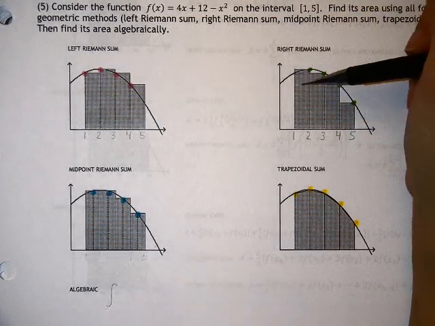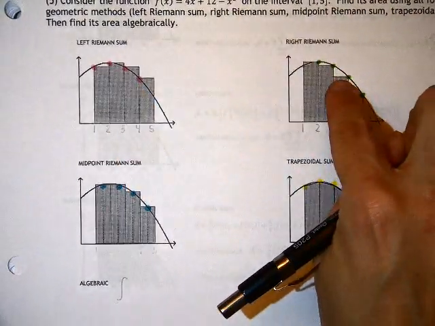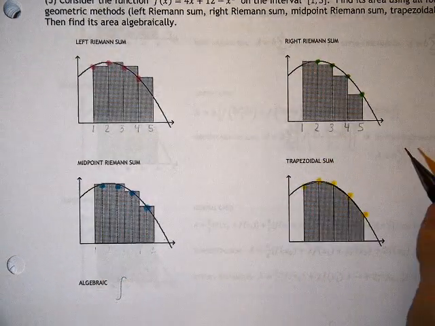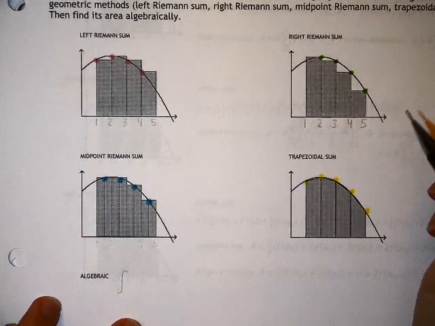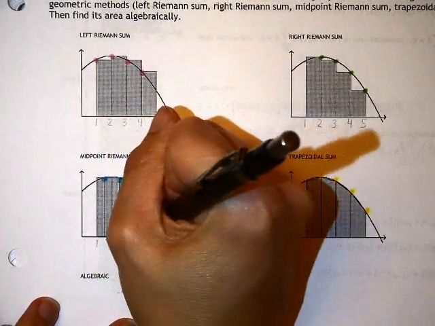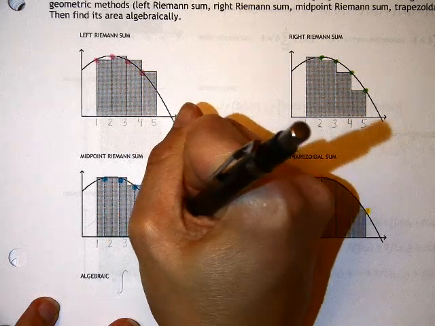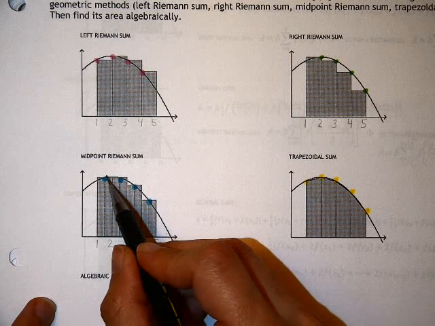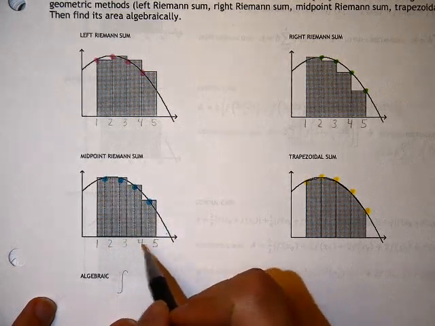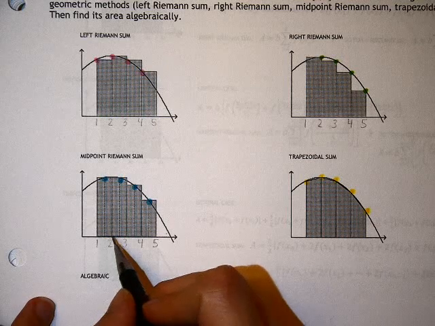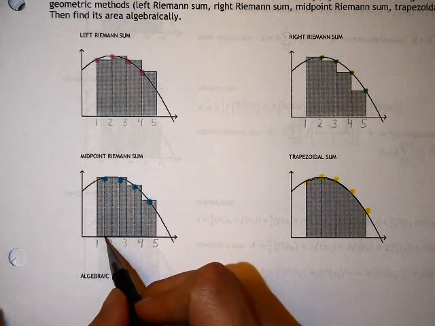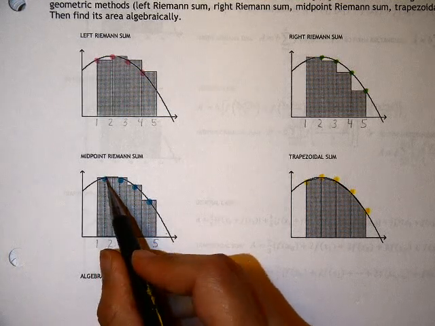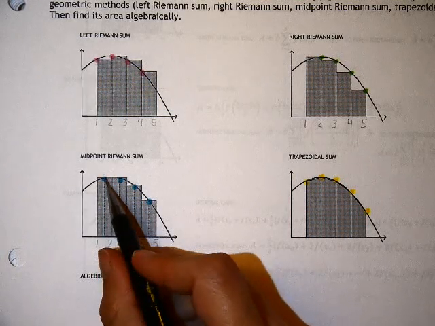So just be careful as you're transferring your coordinates from one diagram to the next, and make sure you're labeling things carefully. The midpoint is definitely the one that you'll want to pay the most attention to, because while the interval is still the same from 1 to 5, the points themselves are not using 1, 2, 3, 4, and 5 as their x coordinates. Rather, the x coordinate of this first midpoint is found by plugging in 1.5 to determine the y value that is the height of that rectangle.